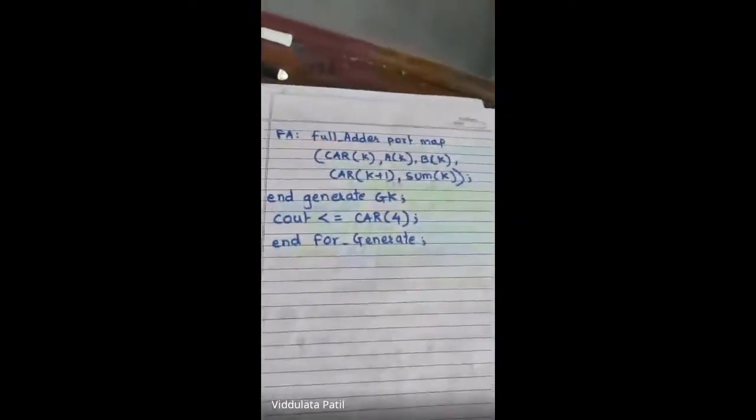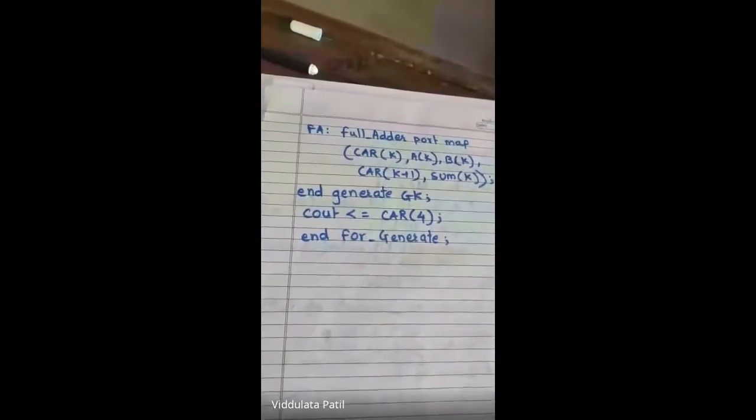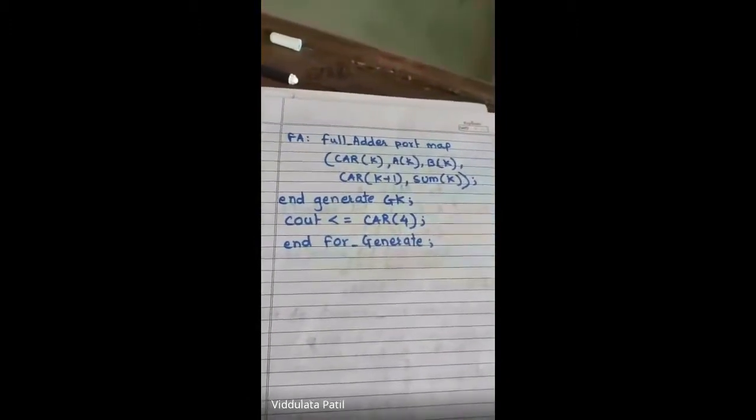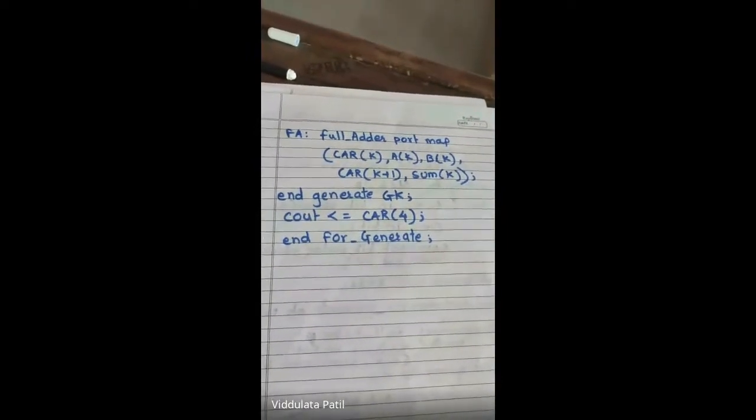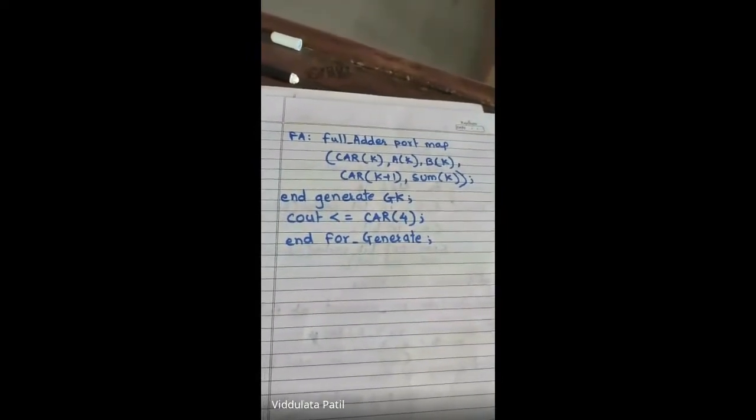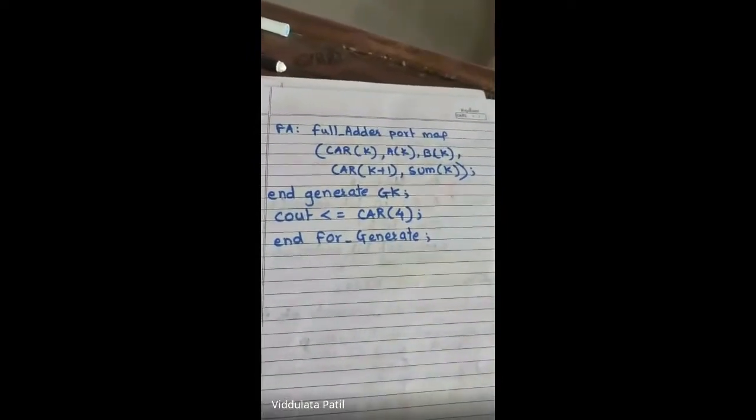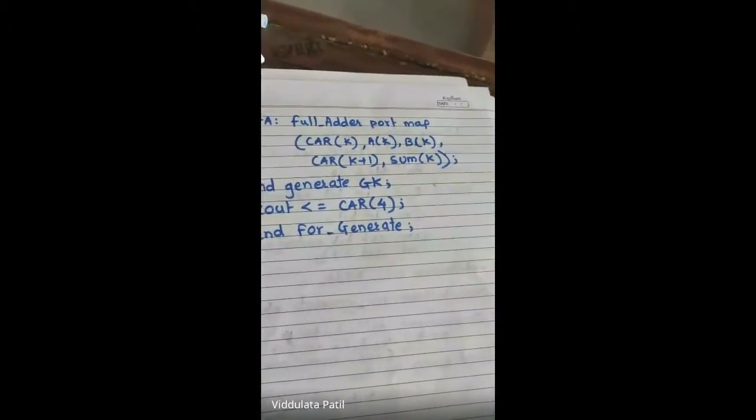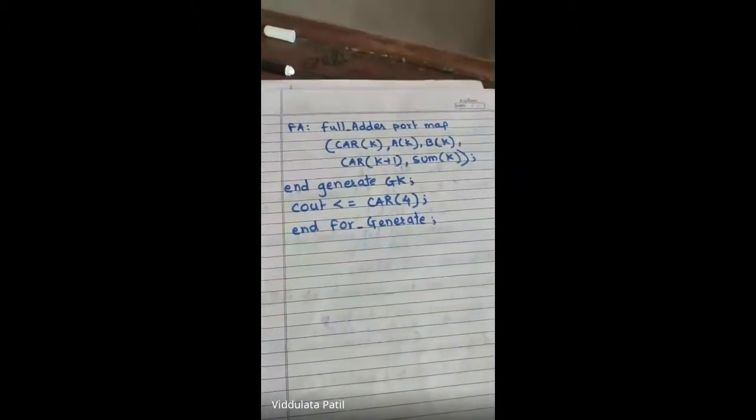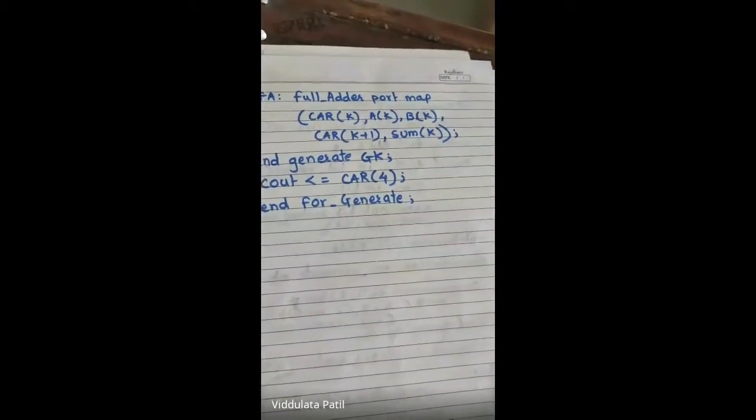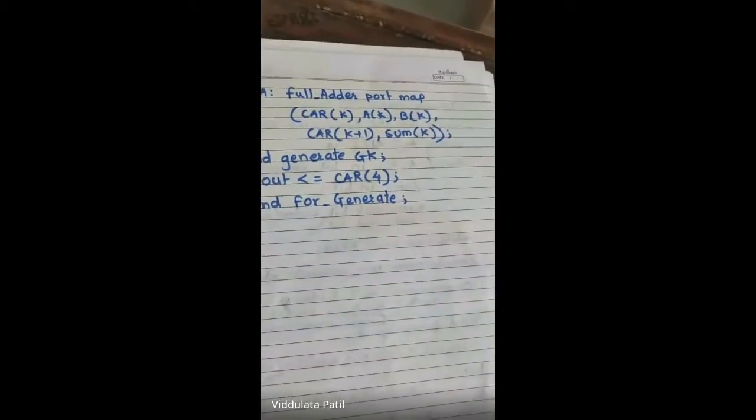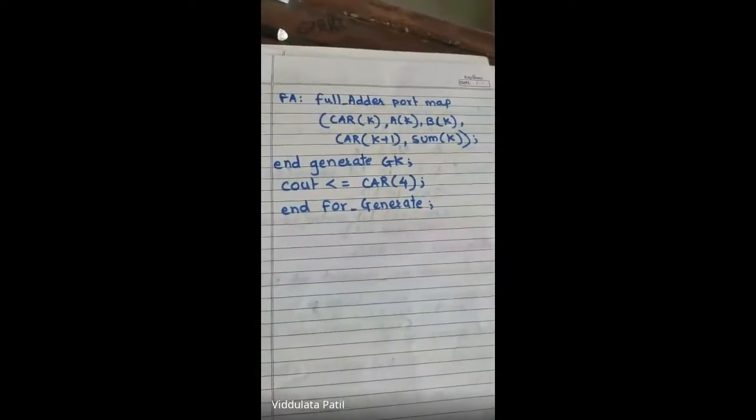Now here you can see that we have not used a process. So all these statements that we have written in the architecture itself are concurrent statements. So this could be used in this VHDL code. Now can anybody tell me how this loop will work? I have written this loop.